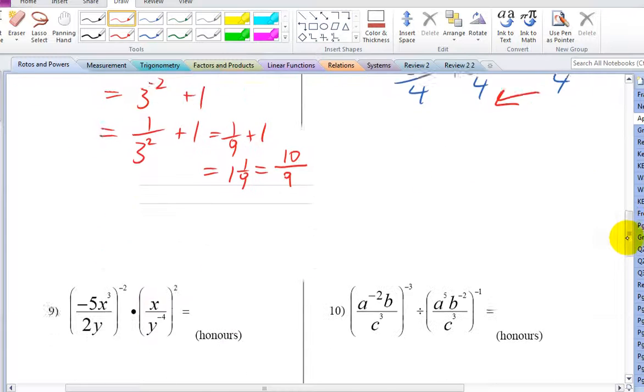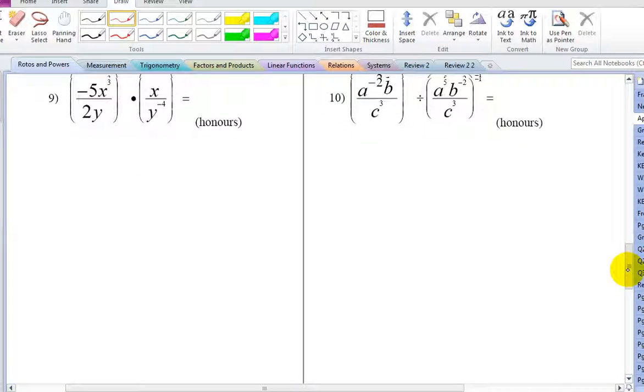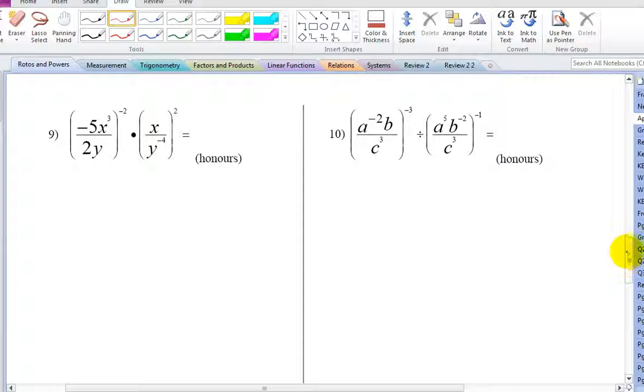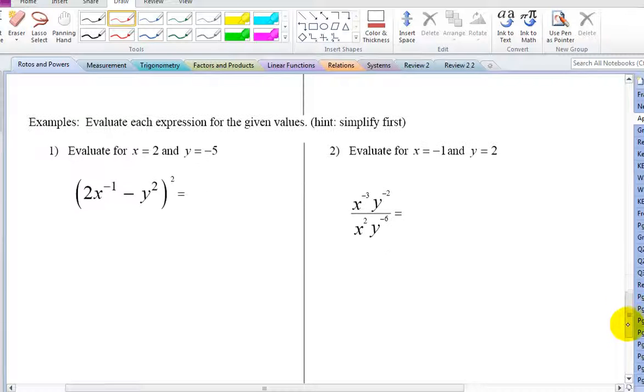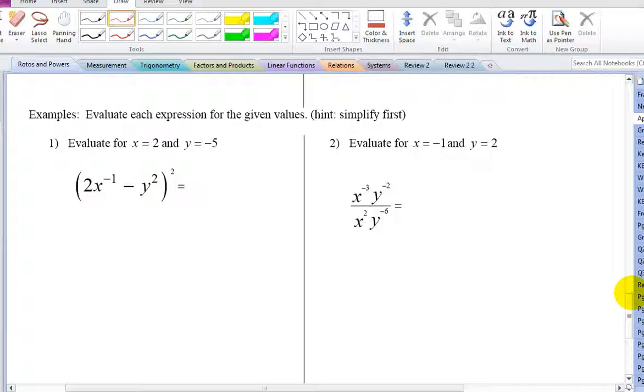Okay. More honors stuff, just some more harder ones. You should be able to do 10, but we're not going to go over it. Okay. This is important though. Okay. So, evaluate each expression for the given values. Hint, simplify first. So if you can simplify, you want to do it. Okay. This one you can't simplify because of the subtraction. And use brackets. Okay, when you substitute in, use brackets. That's usually where we go wrong.